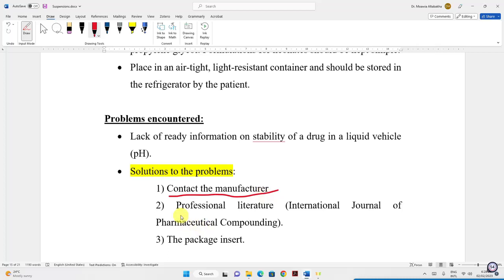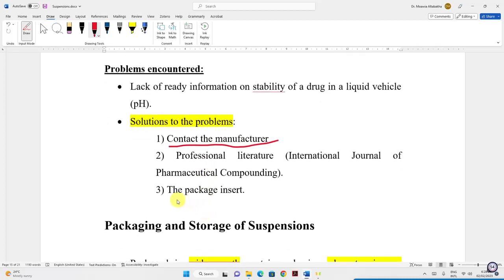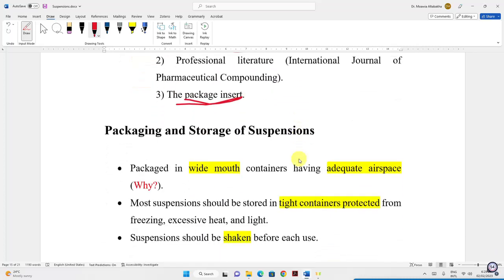Another thing is that you can go to certain journals, such as the International Journal of Pharmaceutical Compounding, and you will find some published literature about preparing such suspensions. Also, you may go to the package insert of the drug, and they may give information on how to prepare a different dosage form out of this dosage form. Okay, these are some of the solutions.